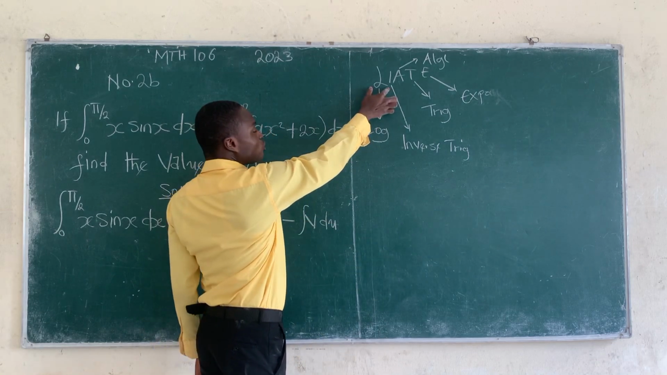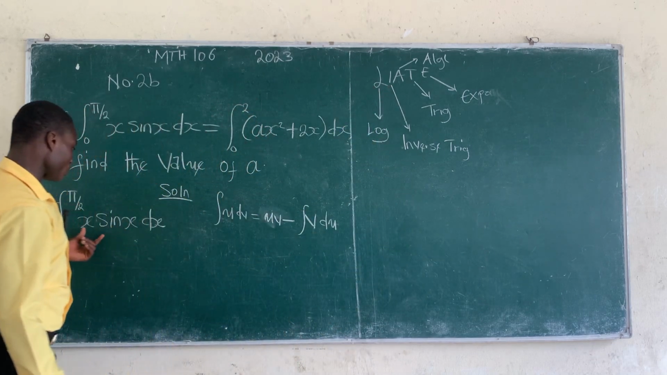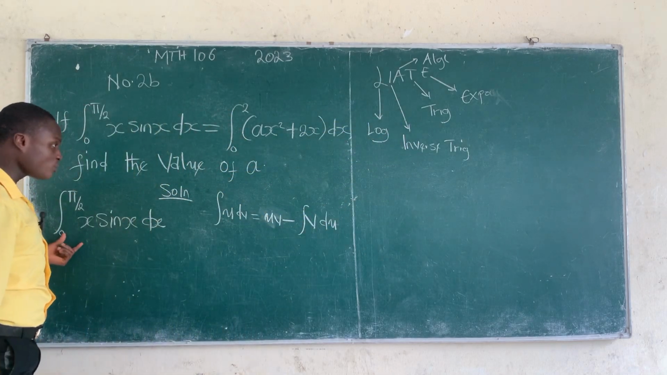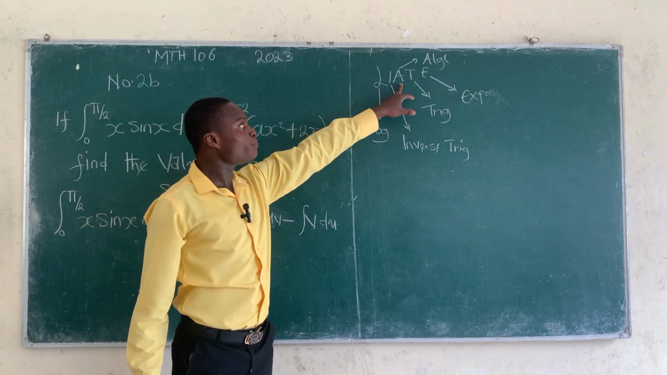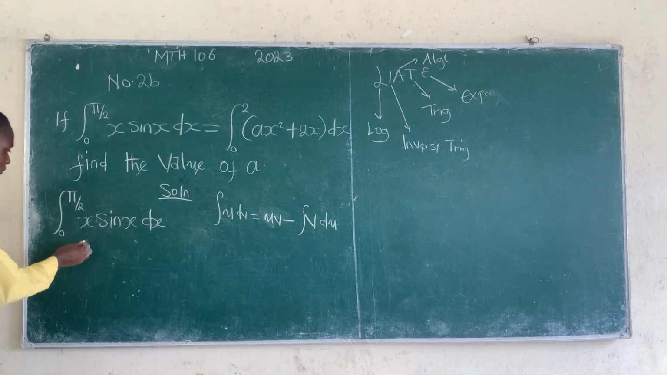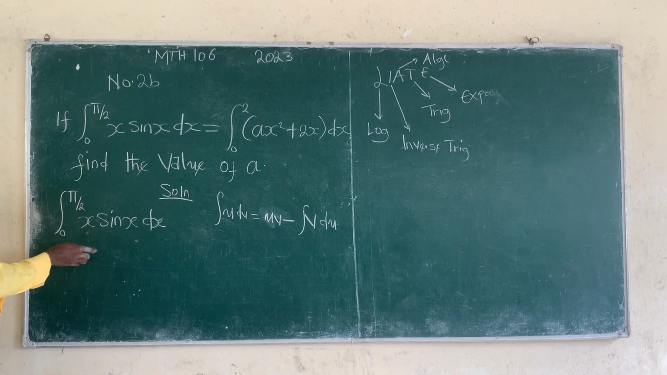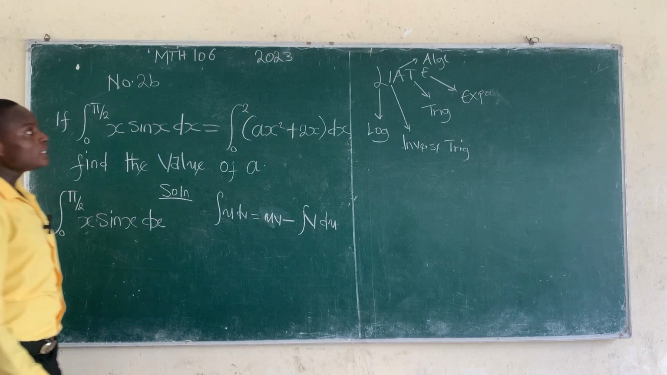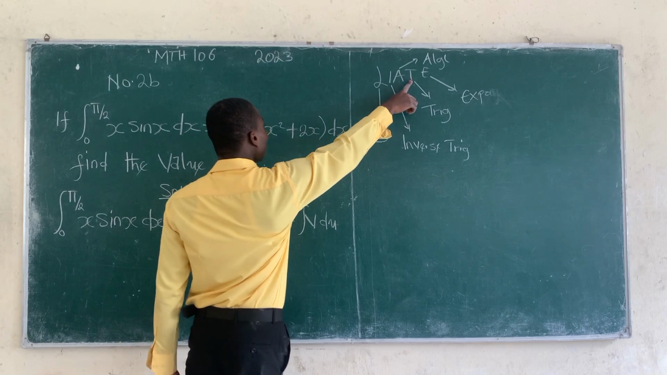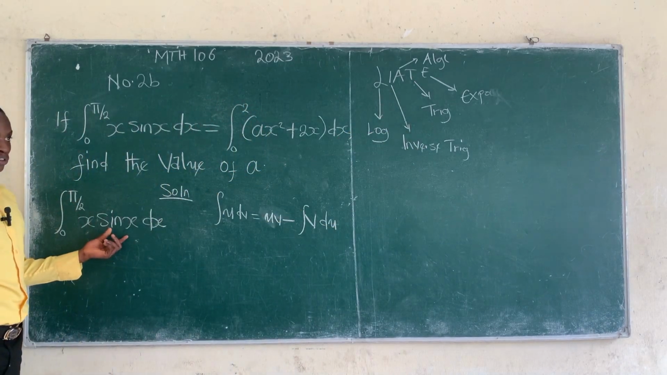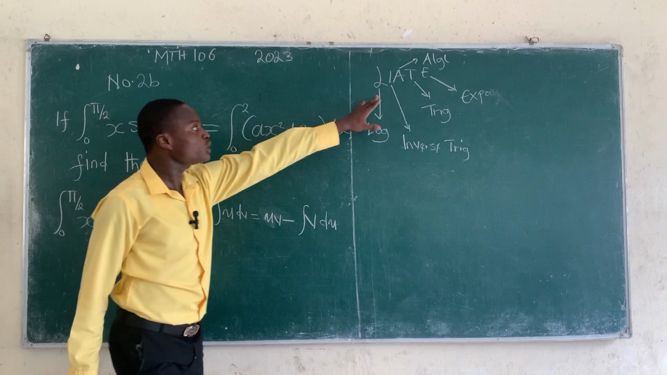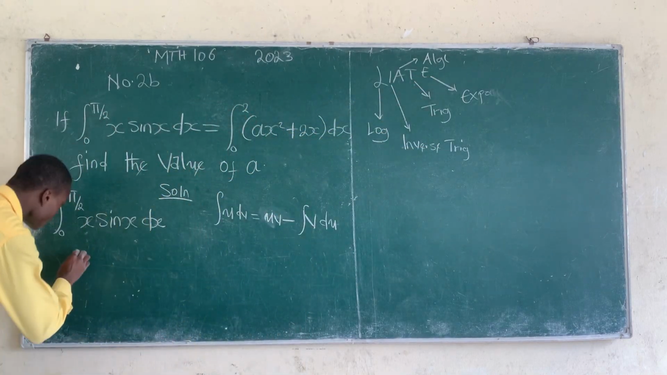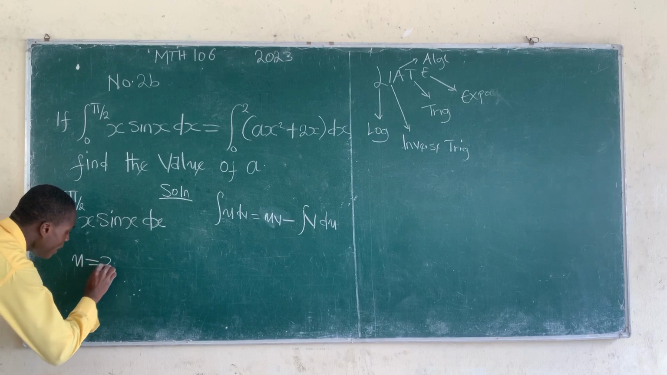So the first one there is log function, but we don't have any log function here. The next one is inverse trigonometric function. We don't have any inverse trigonometric function here. The next one is algebraic function, and we have an algebraic function here. x is an algebraic function. x squared is an algebraic function. x cubed is also an algebraic function. Then the next one is trigonometric function, and sine x is a trigonometric function. So from this acronym, which one comes first? Algebraic function, which is A, comes first. So automatically our u is equal to x.